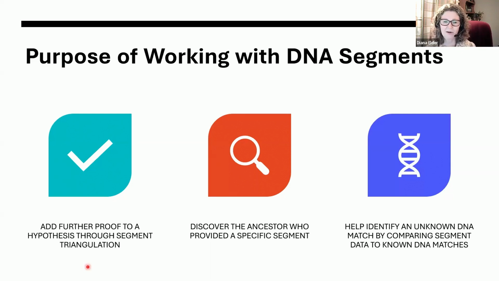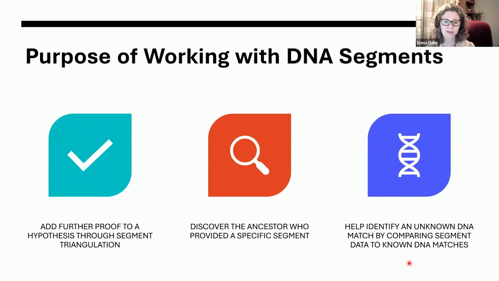You might also just want to discover the ancestor who provided a specific segment. And if you can do this, then often that can help you identify an unknown DNA match because you see that they are also sharing segments. Maybe not on that specific ancestor, but for sure on a specific line. So sometimes we just know that it's on a certain line and we're not always sure which ancestor that segment comes from. But as we start eliminating other lines, we sometimes can really get quite far back with segment analysis. So it's worthwhile to get started with it, to try it out.